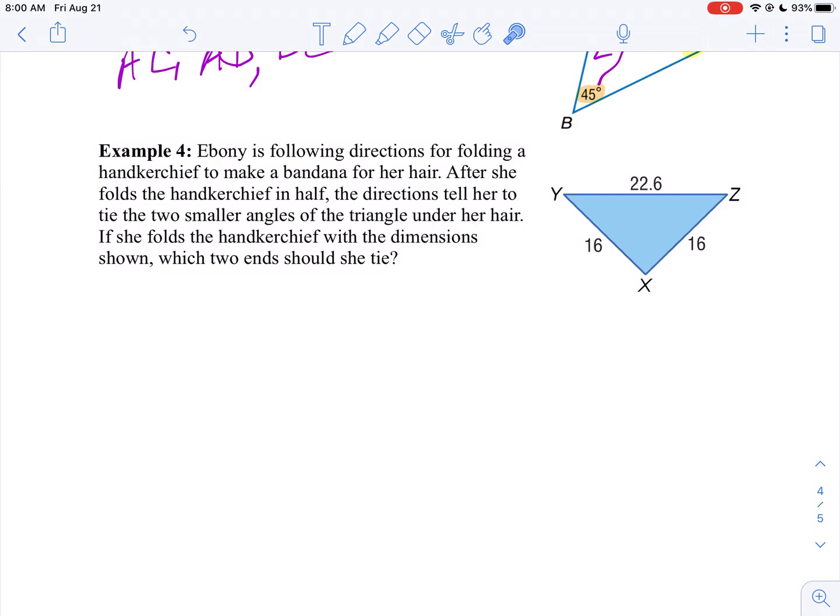So not only are they in an inequality, they're smaller. So 16 and 16 are both smaller than 22.6. 22.6 is my biggest angle, or biggest side, I should say. So that means angle X is the biggest angle. That means she should tie angle Y and angle Z together. And then we're done. That's all you do for a question like that.